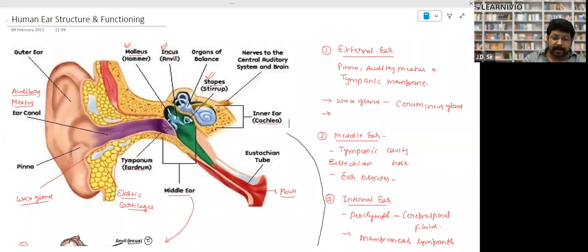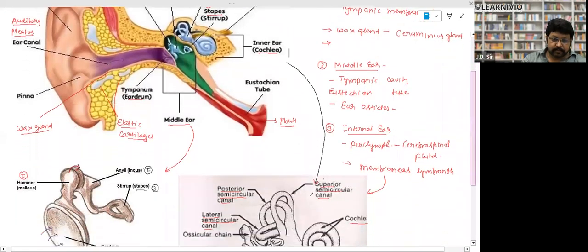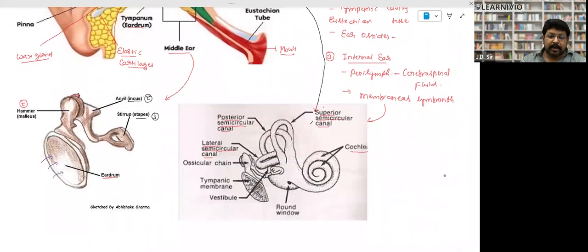Now come to the inner part. The inner part keeps on floating in perilymph, right? This fluid is called perilymph. Remember, what is perilymph? This is cerebrospinal fluid, nothing else but cerebrospinal fluid, the same fluid which was in the meninges or the brain membrane, right?